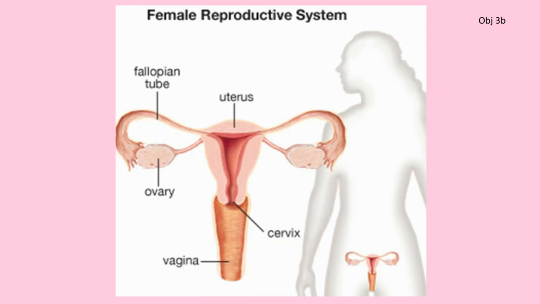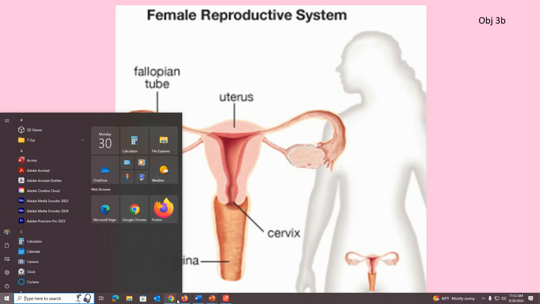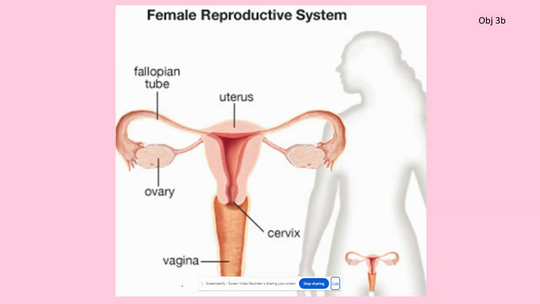Okay, so now we're going to take a look at 3B, but that will be in the next video. So we're going to do that in a separate video. So that concludes 3A, chapter 27 for the male reproductive system and the hormones.